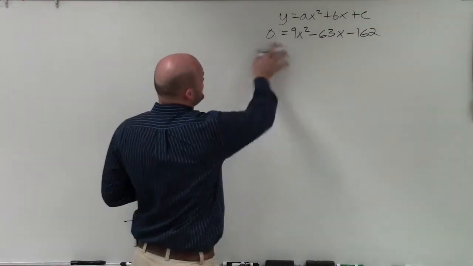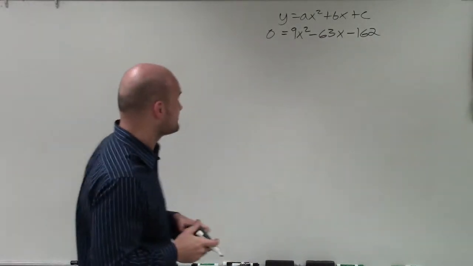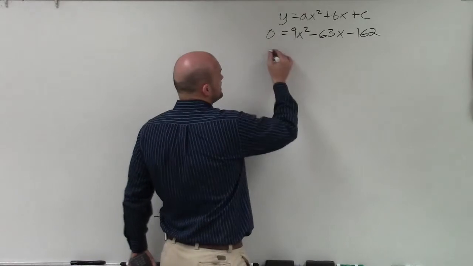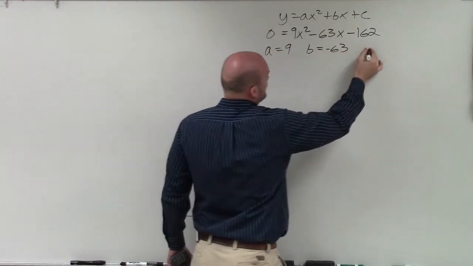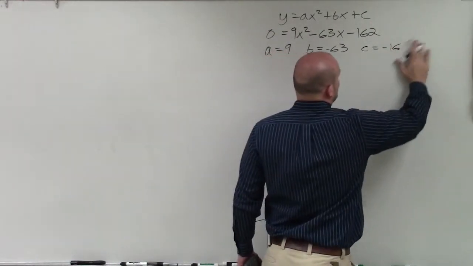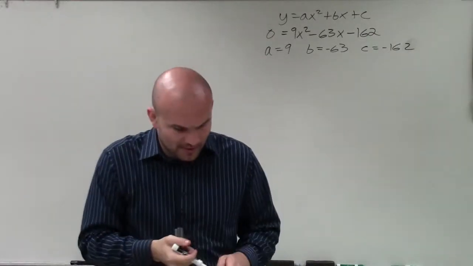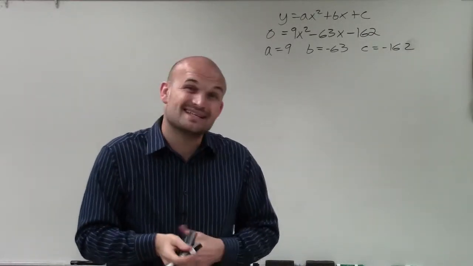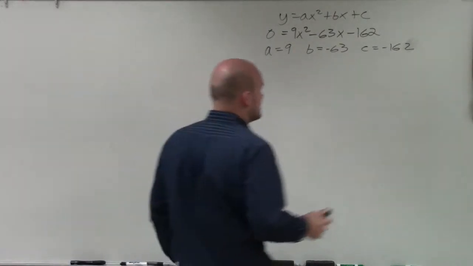Perfect. Now what we want to do is go ahead and solve this. To do that, I want to first label my a, b, and c. In this case, a is going to be 9, b equals negative 63, and c equals negative 162. Not 169, 162. Now I'm going to need to determine the discriminant. That's going to help me identify what type of solutions I'm going to have by applying the quadratic formula.